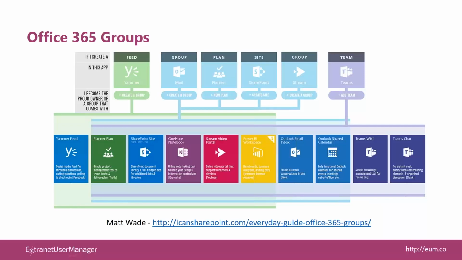If I create it from within Mail or Planner or SharePoint, I'm not going to get the Yammer feed as part of that, but I am going to get the shared Outlook email and calendar. If I create it from within Teams, I get everything except Yammer, including the Teams wiki and the Teams chat. So you can see, depending on your choice, you're going to get slightly different experiences. Now, that's not to say once you've done it one way, you can't bring the other tools in as part of that. You could bring a Yammer feed into a group that you've created as part of your mail or Teams, or likewise, if you created it through SharePoint and you want to add Teams to an existing Office 365 group, that is something that you can do.